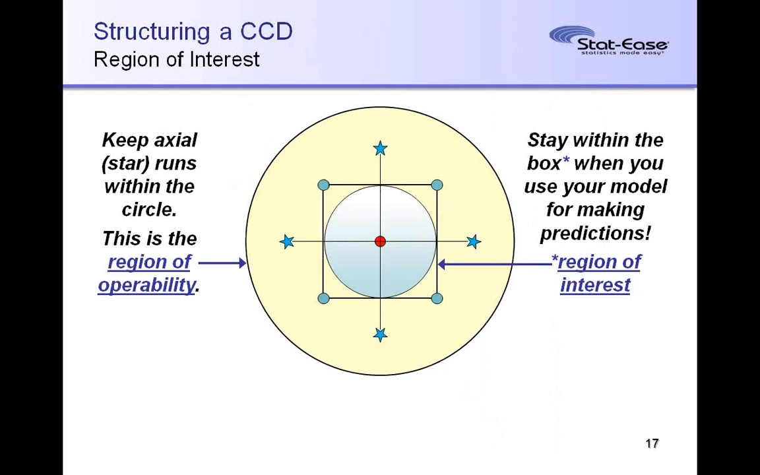So this is just one more graphic to remind you that we need to keep those axial or star points within the region of operability. They can be outside the region of interest, but they need to be within the region of operability. We make predictions in the region of interest.